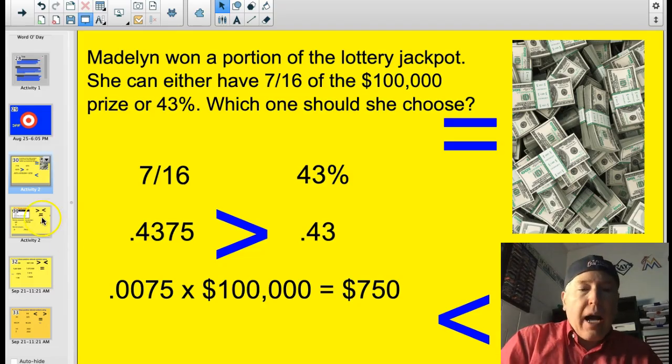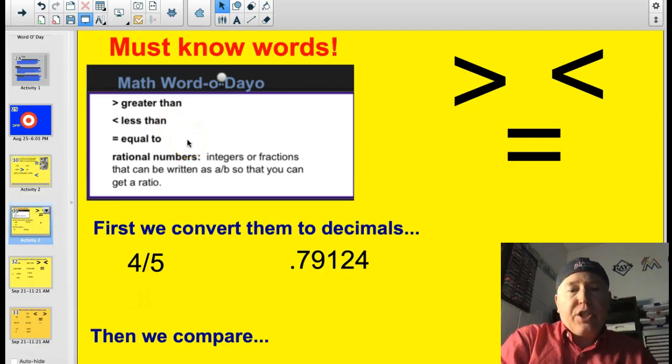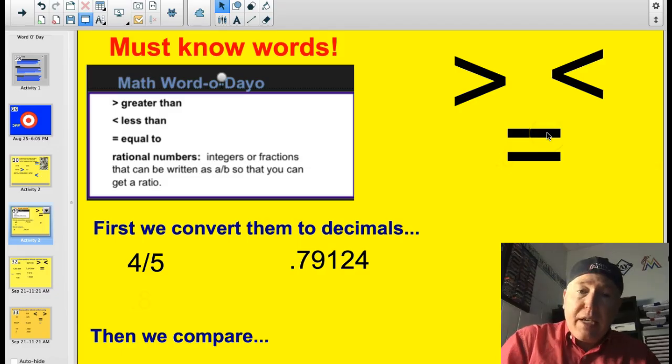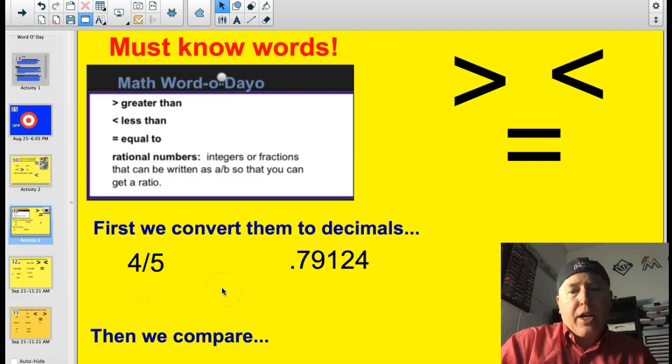All right. Officially tonight we have just a couple of words: greater than symbols, less than symbols, the equal sign. We call these inequality symbols sometimes. Rational numbers is also a word you need to know. A rational number is any number that you can write as a fraction. So this is a rational number. It is a fraction.